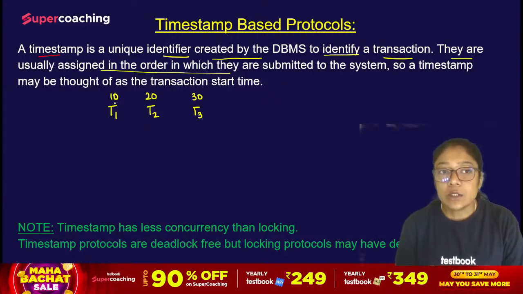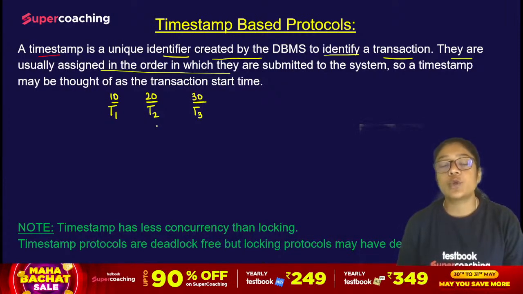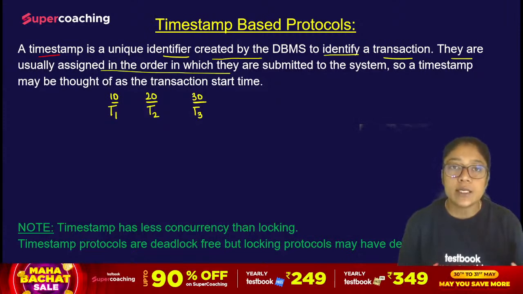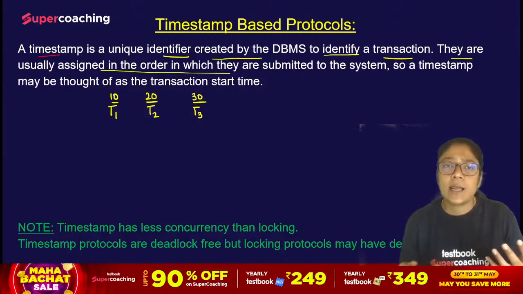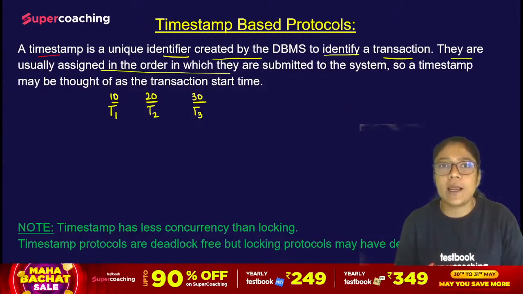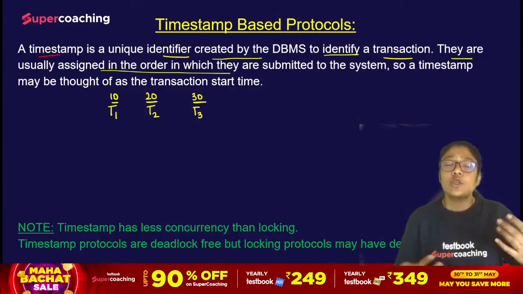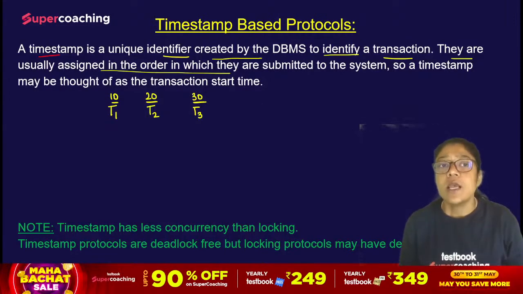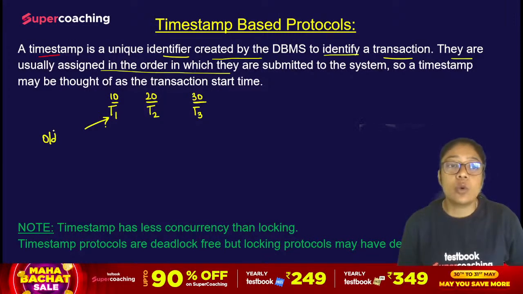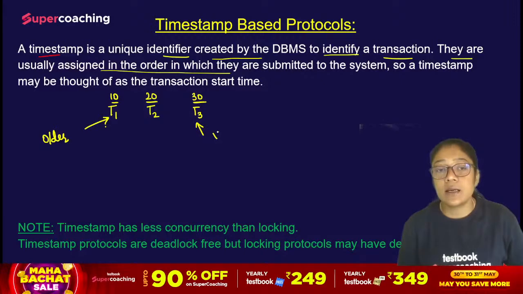So on the basis of these timestamp values, we can identify which transaction is older or which one is younger. Older means जो transaction पहले आई है, जिसको आए हुए ज़्यादा time हो गया, जैसे दुनिया में जो लोग पहले आए हैं they are older than us, right? जो बाद में आए they are younger to us. So here, out of these three transactions, we can say that transaction T1 is the oldest one and T3 is the youngest transaction.